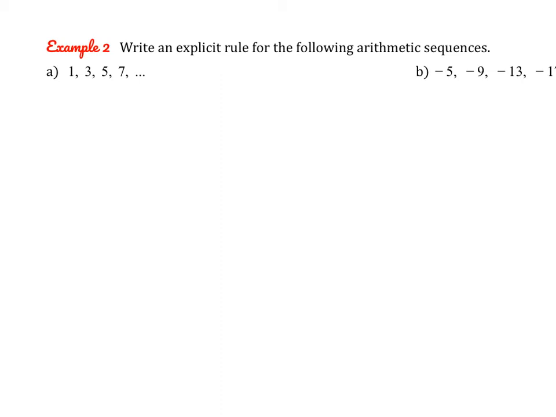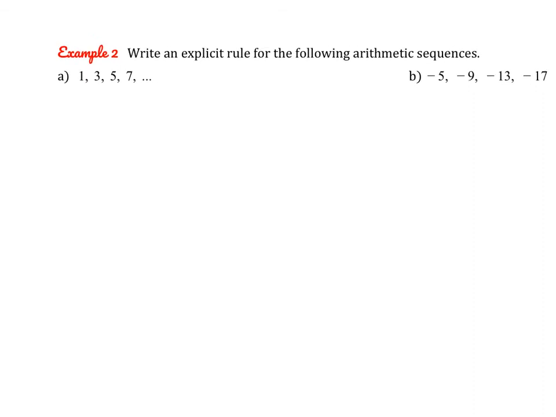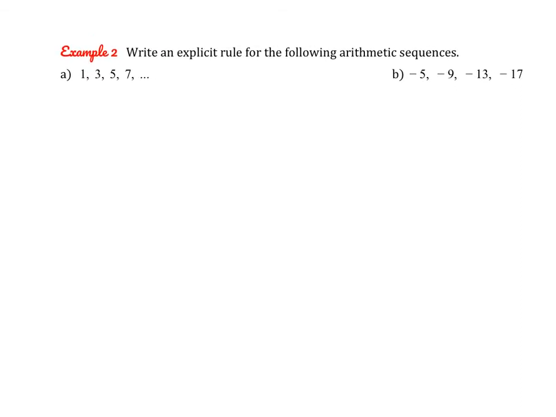All right, so let's give these a try. We're going to be writing explicit rules for these sequences. The first thing I want to point out is we do need to determine that it is actually arithmetic first. If you look for a pattern, you'll see that to get from the first to second term, we add 2. From the second to the third, we add 2. From the third to the fourth, we add 2. So there is a common difference, and that d value is 2.